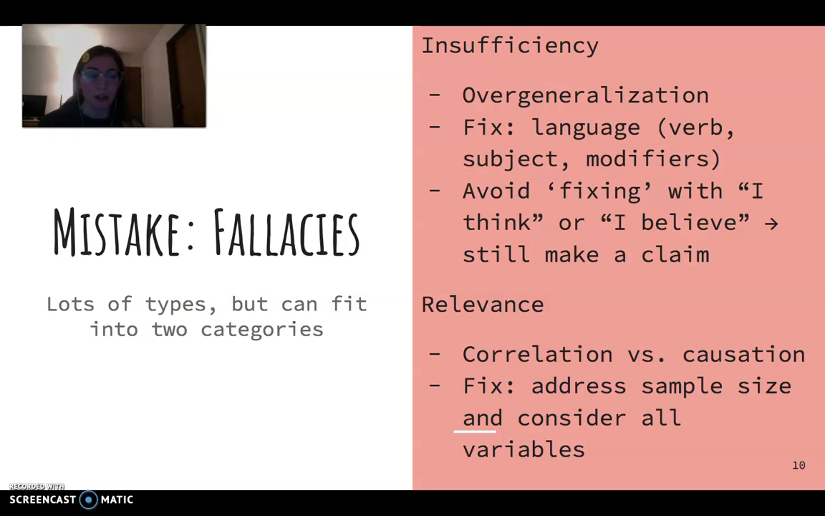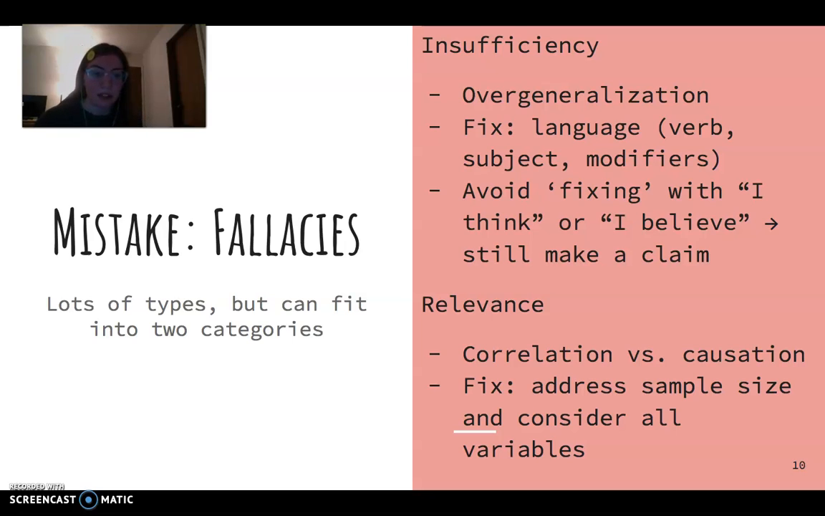With this, students usually try to modify their language by adding statements like I think or I believe. And I want you to avoid that because that's really lessening the impact of your work. You still did research and gathered evidence and have the data to make arguments. You can still make claims. You just have to make more precise claims.